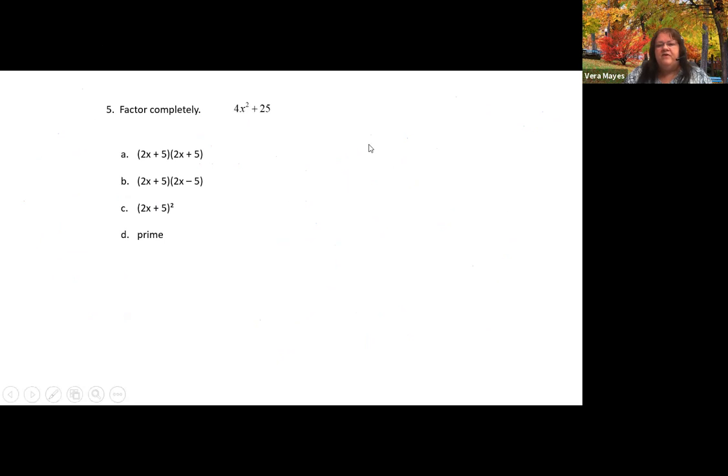Okay, so this one says factor completely. So we know when we're factoring, the first thing we always look for is a GCF, right? Well, 4x squared plus 25, no. Then we look to see, is it 4 terms, so we can use grouping? No. Is it a difference of 2 squares, like x squared minus y squared? Nope.